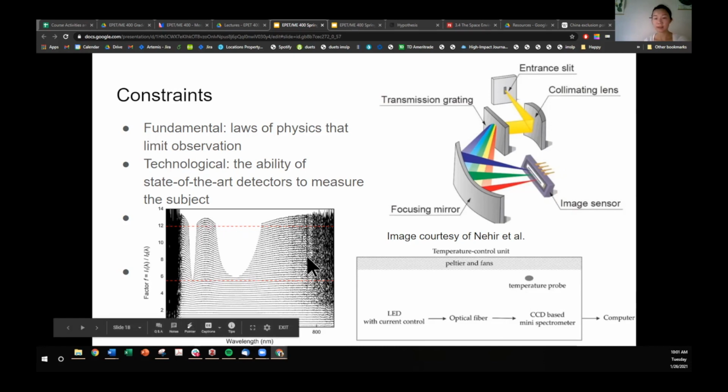This image on the left shows the technological limitation of observing light across the band of wavelengths. So this is the consequence of all the technology limitations accumulated into the final measurement.